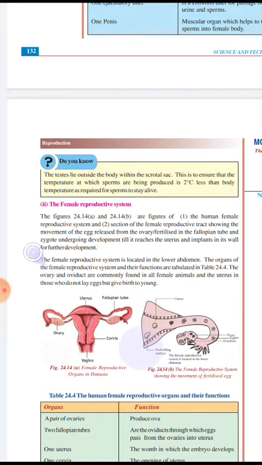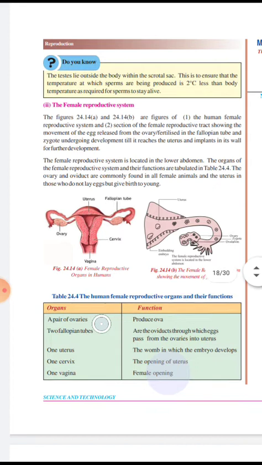The ovary and the oviduct are commonly found in all female animals. From the ovary the ova are formed, that is egg cells, and the uterus is a place where the babies develop. Here you can see the vagina, and you have the ovaries where the eggs, that is ova, are formed, and the uterus, and the fallopian tube. This is the movement of fertilized eggs.